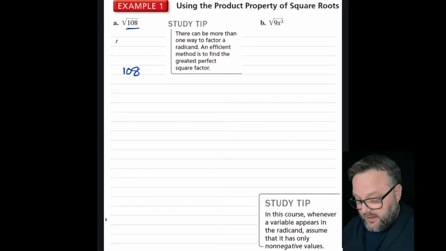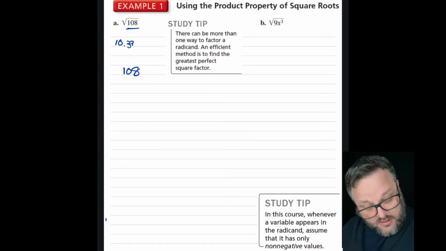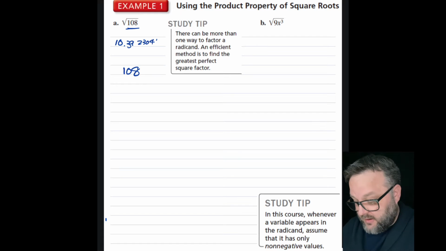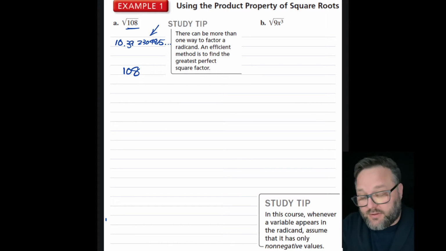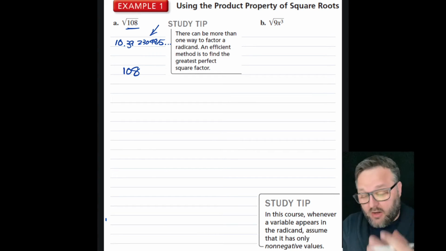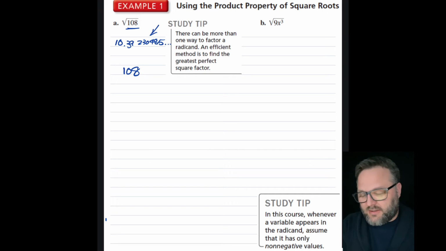So I know the answer with a calculator is 10.39230485. Now, since it didn't end by itself, I'm going to assume that it just kept going. I know this is the actual answer, but my brain goes, well, it doesn't end, so I don't know exactly what that number is. Having a decimal in my answer isn't as nice looking. This isn't even visually good to look at.